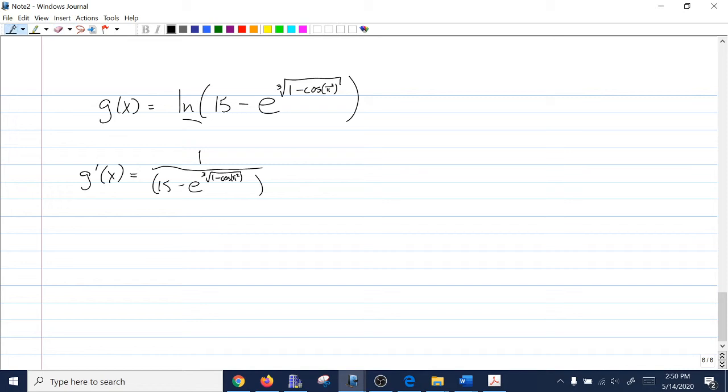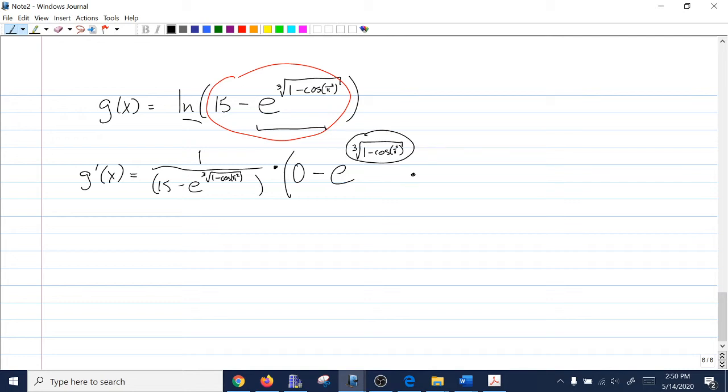Okay, times, now I go to the derivative of the inside. Now I'm turning my gaze to this part and saying, how do I take the derivative of that? Well, the 15 goes away. I get 0 minus. I like writing that 0 because it makes me remember to put that minus. Minus, what's the derivative of e to the something? Derivative of e to the anything is e to the, leave the inside alone. Cube root 1 minus cosine pi squared.